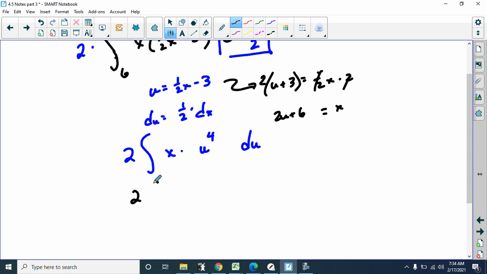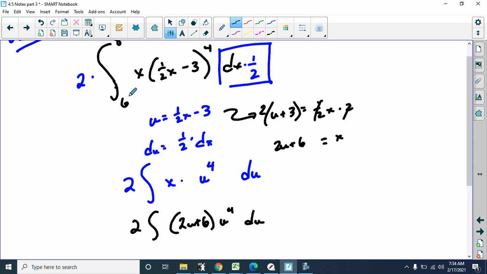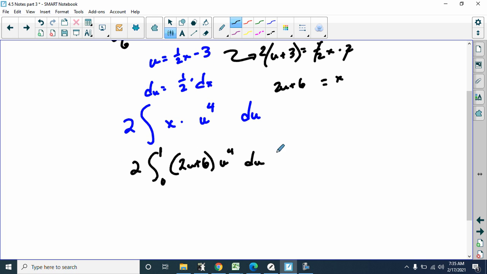So when I go to change to u's, it looks like this. 2u plus 6 times u to the 4th du. Don't forget to change your bounds. When we have a definite integral, these are x values. When I rewrite it in terms of u, I want those to be u values. Plug 6 in for x right here, gives me 3 minus 3. So an x value of 6 matches up with a u value of 0, and an x value of 8 matches up with a u value of 1. Because it's a definite integral, we don't need to change back to x's. We just treat this as though it's the original problem.